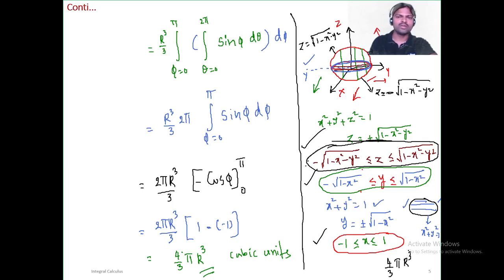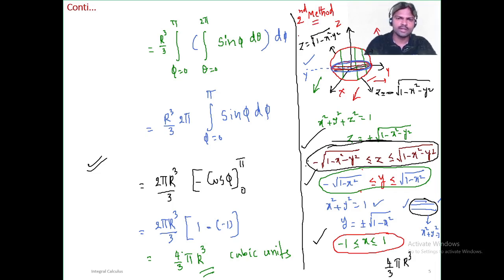Whereas if you look at these calculations, it becomes so easy. That is the power of spherical polar coordinate system. Okay, consider this as the second method. Second method: we are evaluating in the Cartesian coordinate system or rectangular coordinate system.